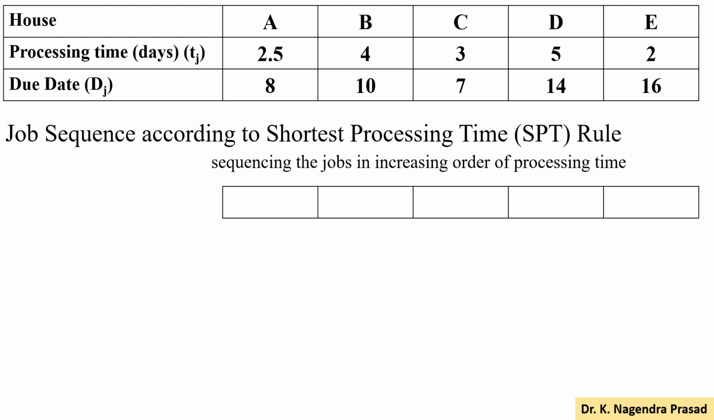Among that we have to choose the minimum processing time. Here the processing times are 2.5, 4, 3, 5 and 2. Among these, the minimum processing time is 2 for the job E. So first we place the job E in the sequencing order. Next to minimum value is 2.5 for the job A. Then we place the job A after the job E. Next minimum processing time is 3 for the job C. Then we place the job C after the job A in the sequencing table.